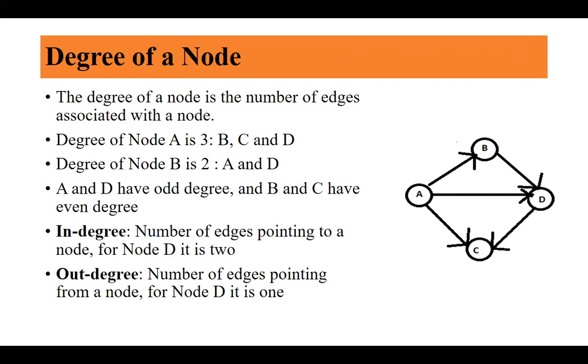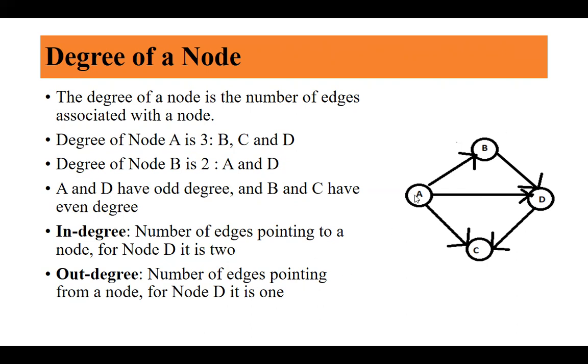You can have odd degree as well as even degree. Now, if you look at A and D, both these vertices have odd degree because 1, 2, 3, 1, 2, 3 edges. Vertices B and C have even degree because they have only two edges, 1 and 2, associated with them. Again, you have variation in degree of nodes. You can have in degree and out degree for a particular node.